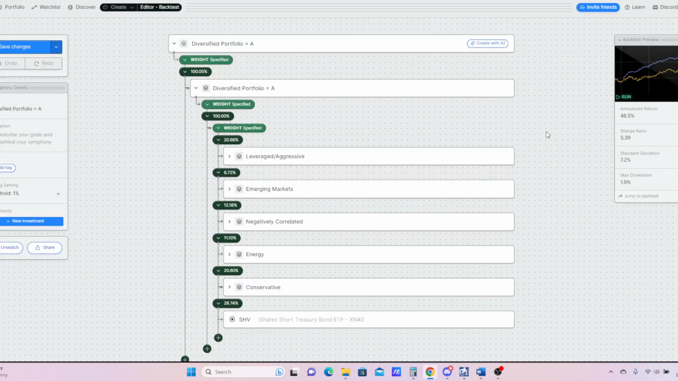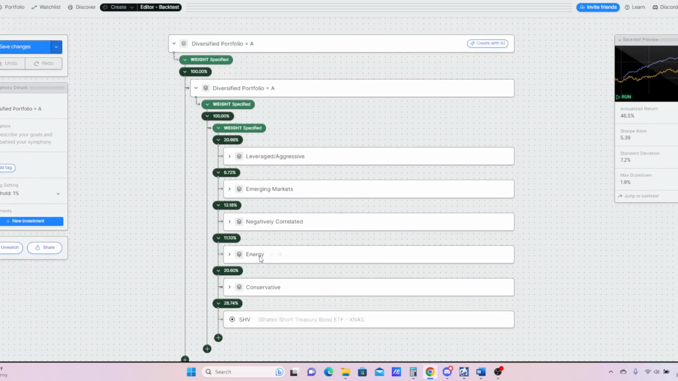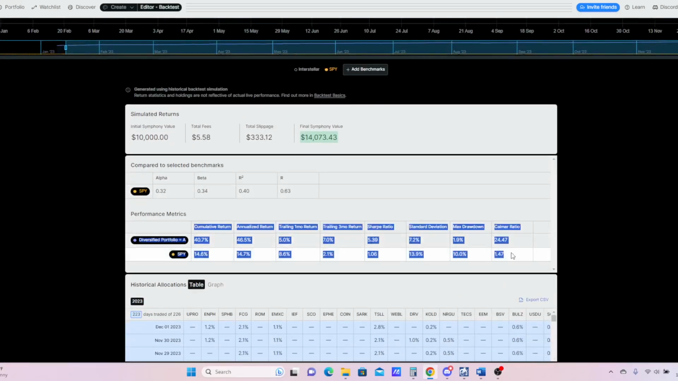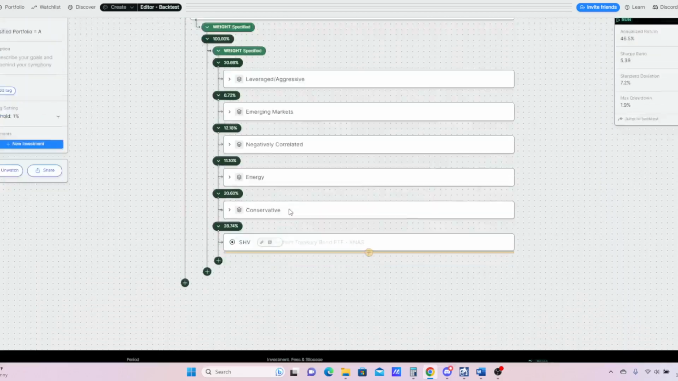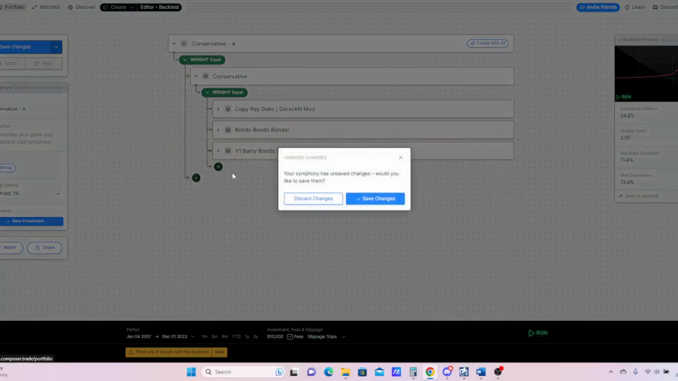So by doing that, you're defining your risk. You're basically saying, okay, if this is my entire Composer account, and this is why I use a master symphony like this, because I'm defining my risk for each individual symphony that I'm running. You don't have to do it this way. This is just how I like to do it, so that I can track the performance too. I don't want to just track the backtest performance. I want to also track the live performance.